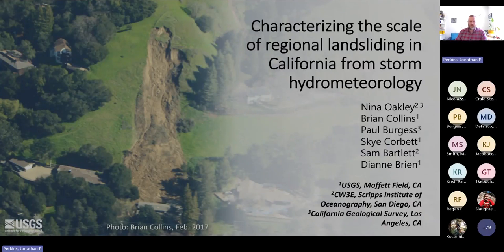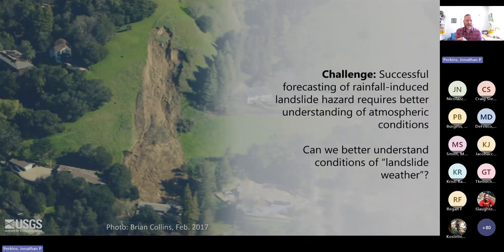We've all been motivated with tackling different research threads revolving around this main hypothesis or question: trying to understand whether successful forecasting of rainfall-induced landslide hazards in California requires better understanding of the atmospheric conditions that lead to failure, right? Putting that question more colloquially, can we better understand the conditions of landslide weather?